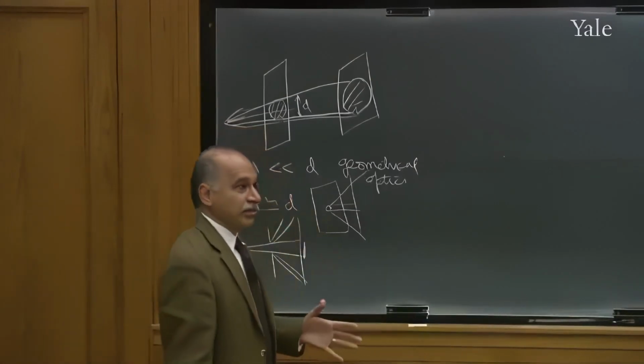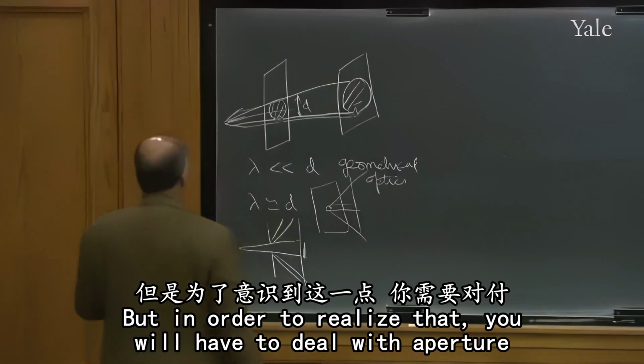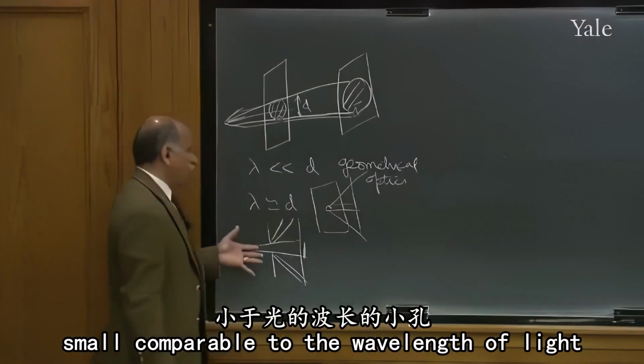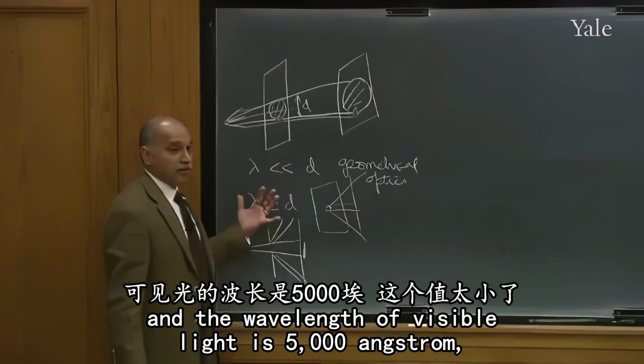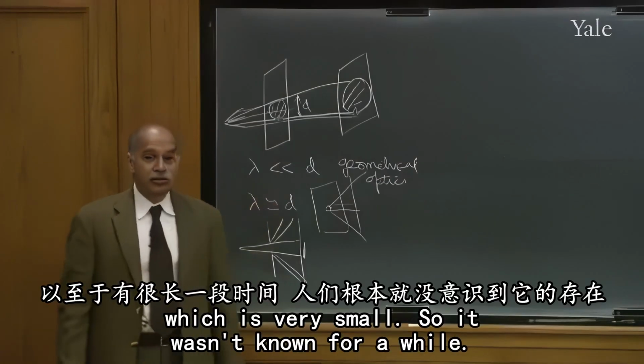But in order to realize that, you will have to deal with apertures small, comparable to the wavelength of light. And wavelength of visible light is 5,000 angstroms, which is very small. So it wasn't known for a while.